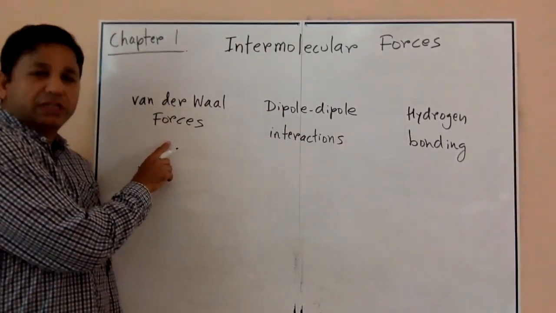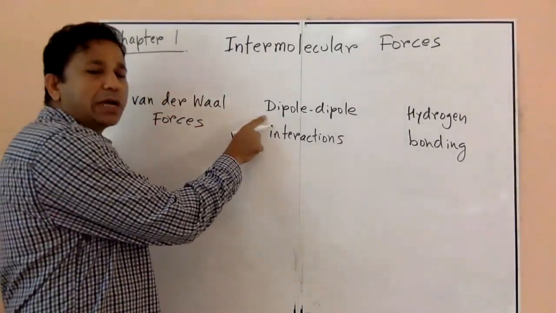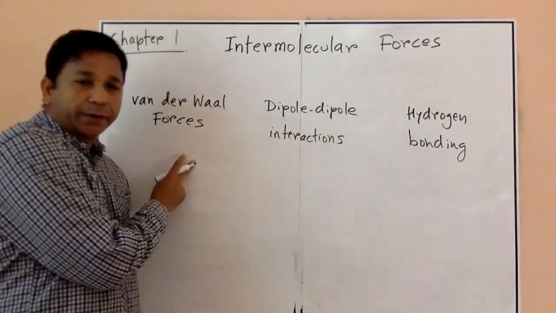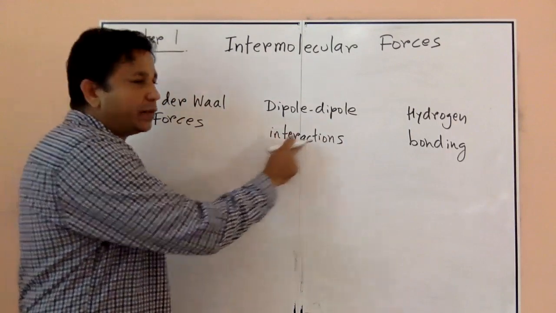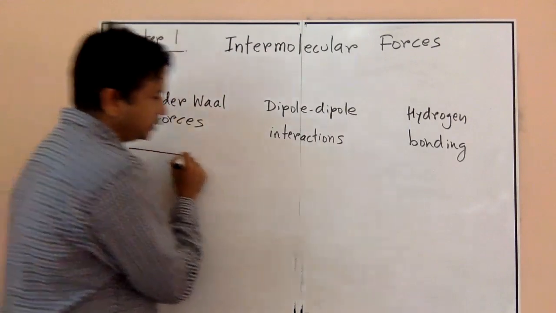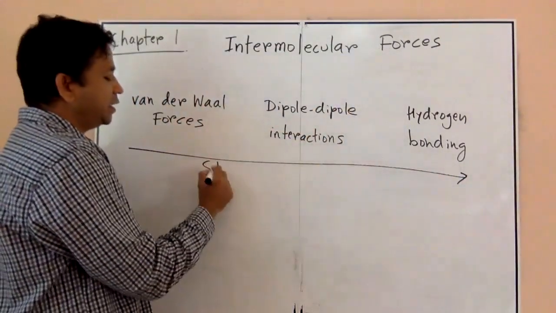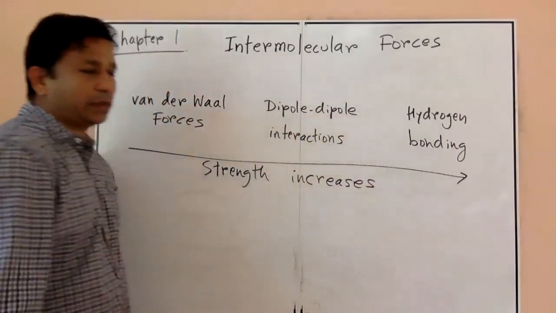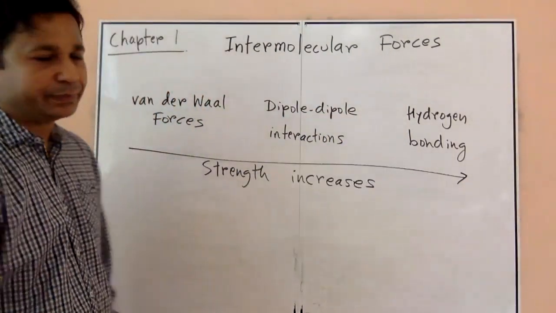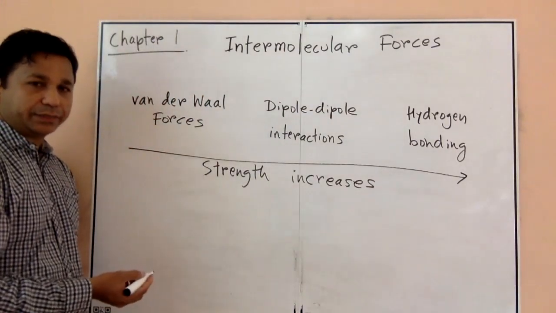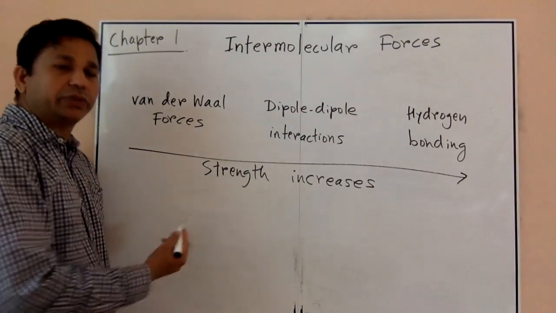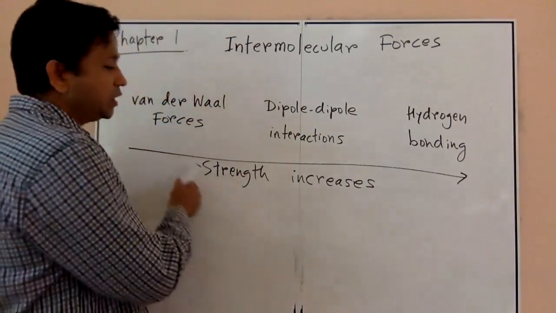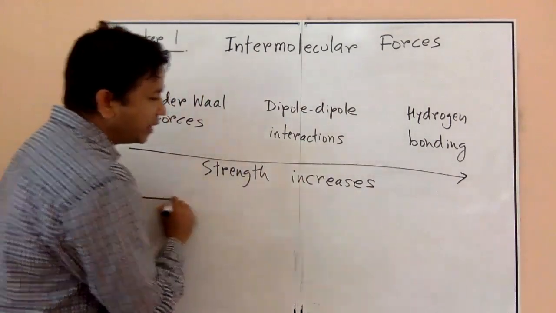All right, so we have three different types of forces: van der Waals forces, dipole-dipole interactions, and hydrogen bonding. Now we're trying to get into which forces are stronger. So the van der Waals force, dipole-dipole, hydrogen bonding. The trend goes left to right: strength of the forces increases. Hydrogen bonding is the strongest, and van der Waals will be the weakest force. And why is it important? It will also tell you the physical properties of a molecule, such as boiling point and melting point. So as the strength of the forces increases, boiling point and melting point also increase.